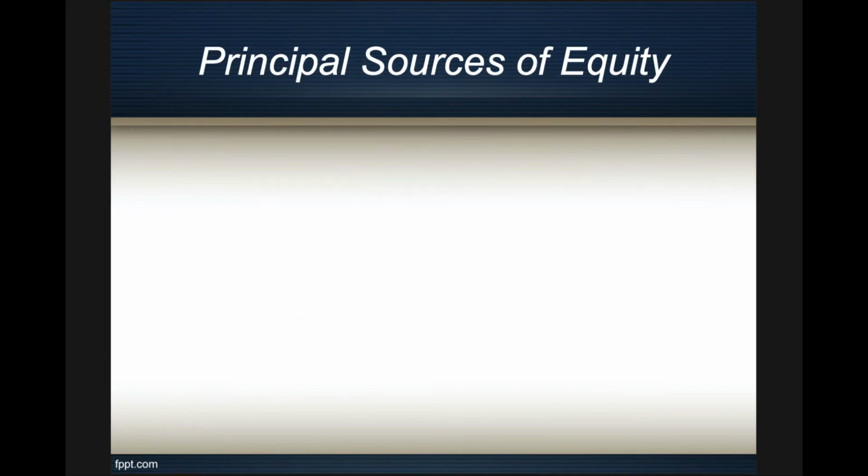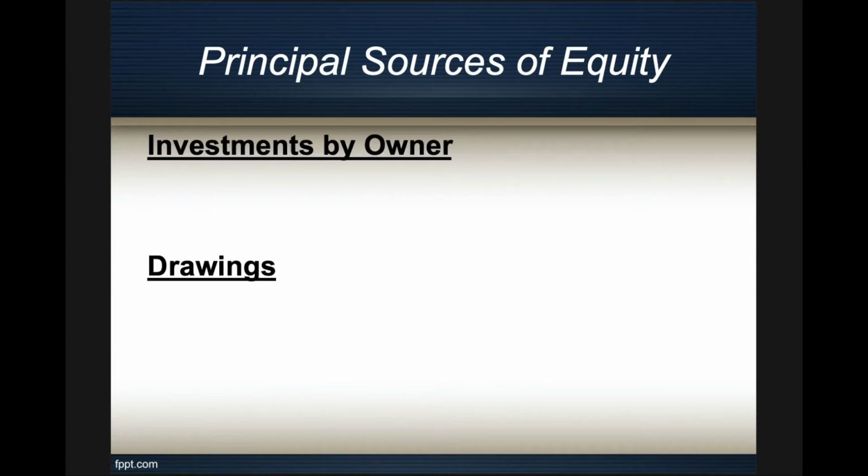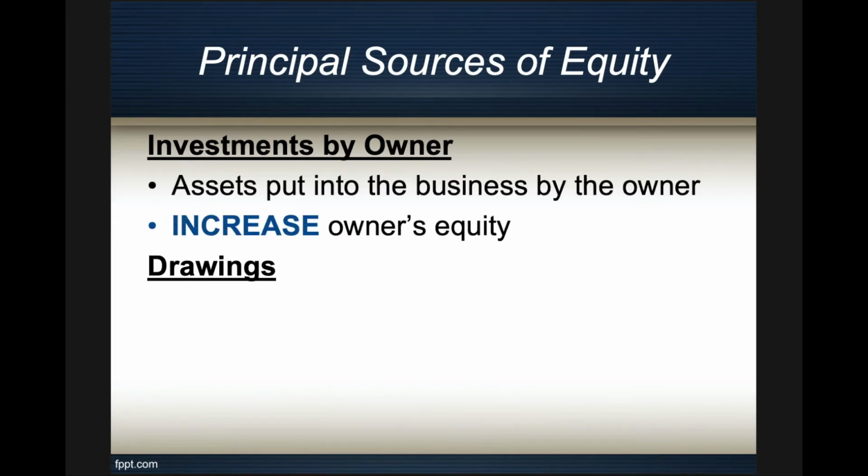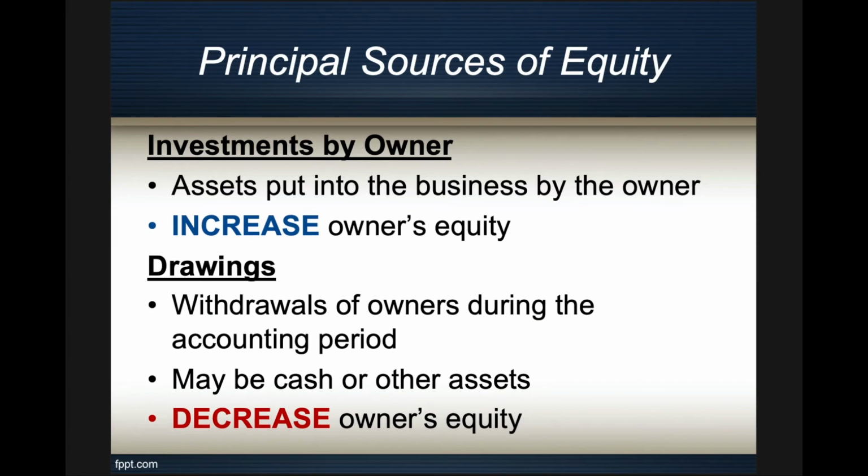So let's look at each of these. Investments, revenues, capital, and drawings are your principal sources of equity. Let's start with investments and drawings. Investments are assets put into the business by the owner. So if you invest cash, that increases the owner's equity. Drawings, also known as withdrawals by the owner during the accounting period: when an owner withdraws money or other assets, the owner's equity of the business decreases. We have to remember that investments increase owner's equity and drawings decrease owner's equity, because we will be dealing with that later on in our transaction analysis.